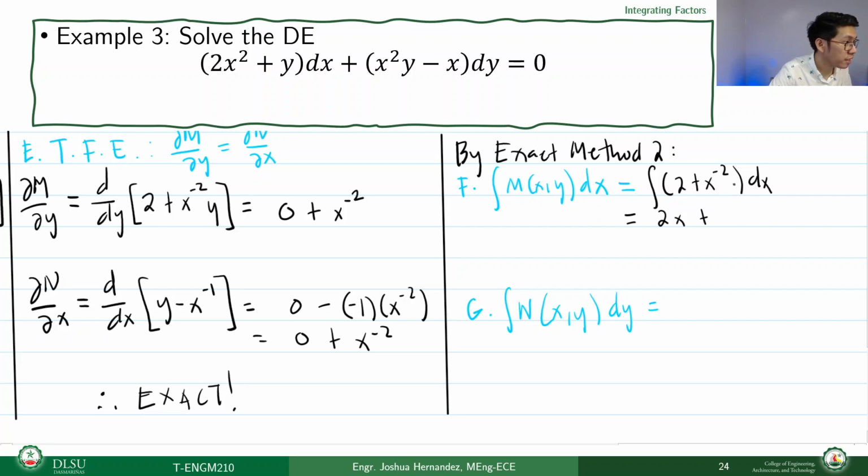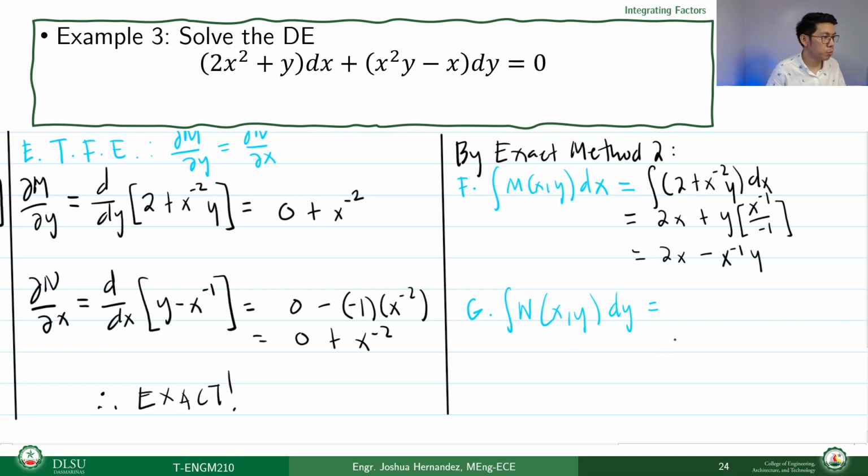the y pala to. So, y will be equal to x raised to negative 1 over negative 1. In other words, we have 2x minus x raised to negative 1, 2x minus x raised to negative 1, times y.